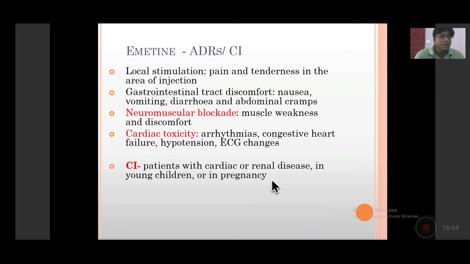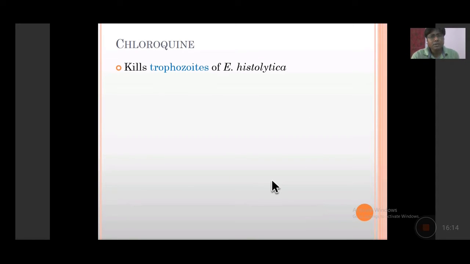So ultimately, these are old drugs which were used earlier, before this nitroimidazole group was there. Before that, we used these drugs. But now, their use is obsolete.